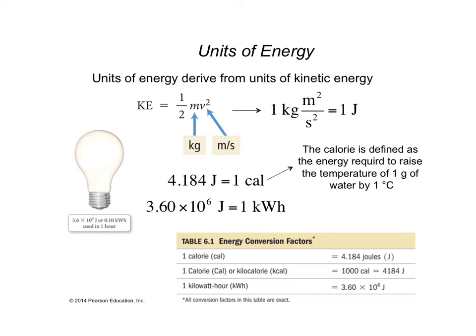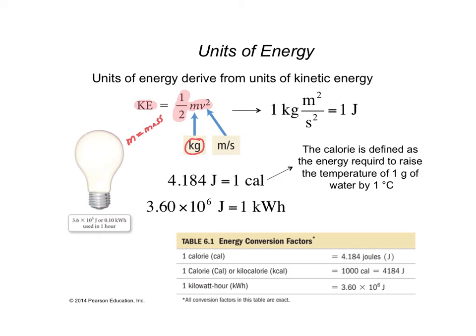So the unit of energy comes from the equation for kinetic energy. Does anyone know what the equation for kinetic energy is? 1/2 mv squared. What does m stand for? Mass. And in the SI system of units, what is our SI unit for mass? Kilogram, right? So don't be confused. The SI unit for mass is the kilogram.